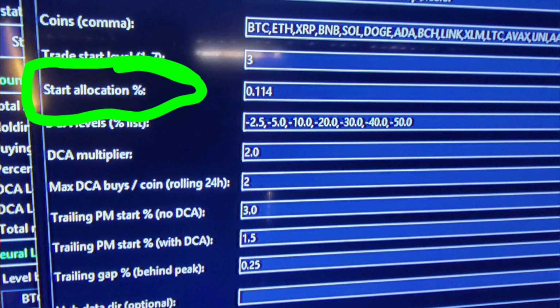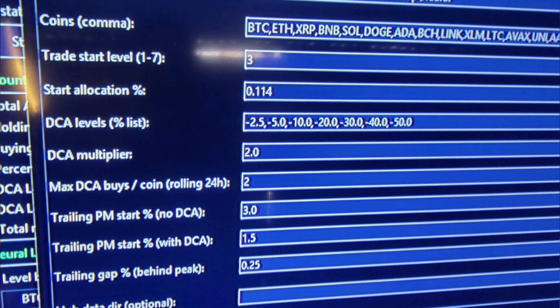back from there. So the start allocation percent, that's just the percentage of your account value that you want to use to start trades with. You want that set fairly low, that way you can afford to do a few levels of DCA for each coin on your list. The lower you set it, the more levels of DCA that you can do. Though there is a minimum of about 50 cents per coin that I have it set to.